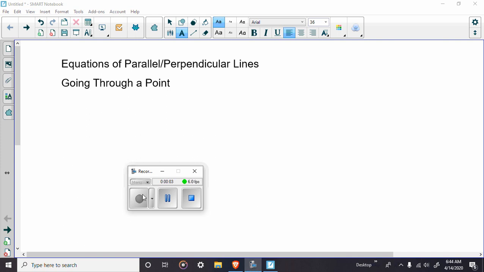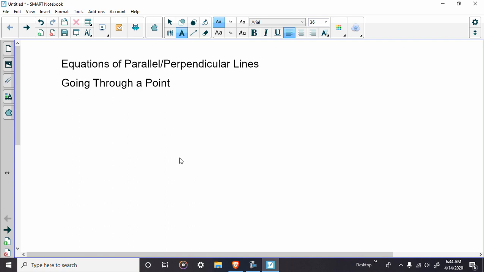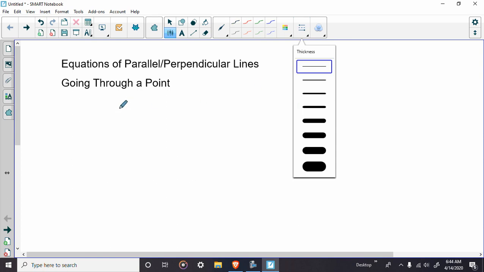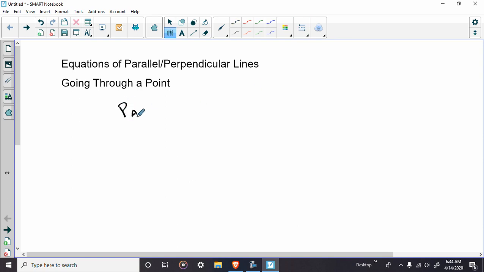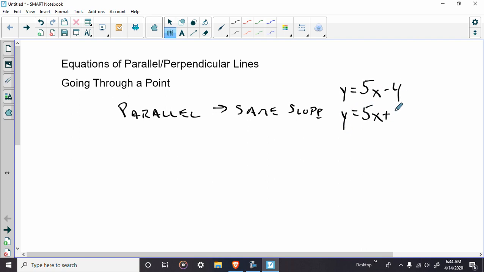Today we're going to talk about equations of lines that are parallel and perpendicular and that go through a specific point. So yesterday we talked about how to find the slope of parallel and perpendicular lines, and if you guys will recall, if two lines are parallel, they have the same slope. Right, so if I said y is equal to 5x minus 4 and y is equal to 5x plus 17, these two lines are parallel because they have the same slope.